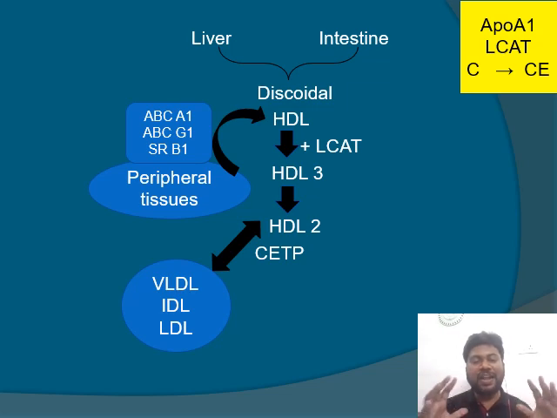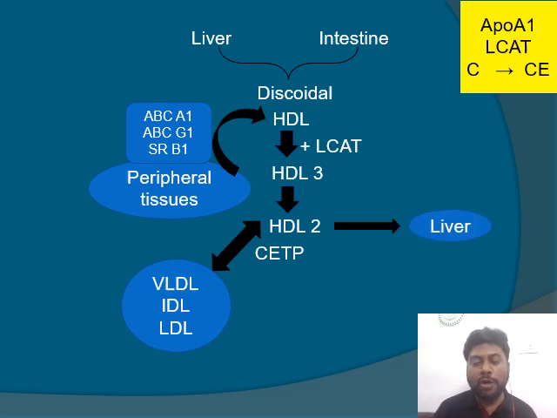Once it has taken enough cholesterol from the peripheral tissues, the HDL2 goes to the liver. In the liver, we have a specific receptor for HDL2 called scavenger receptor B1. This scavenger receptor B1 identifies the HDL2 molecule with the help of the apoprotein ApoA1. The ApoA1 present on the HDL molecule has two different functions.